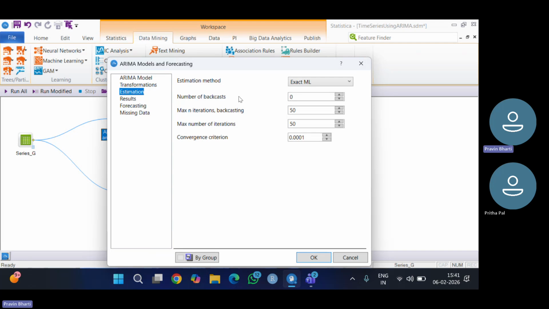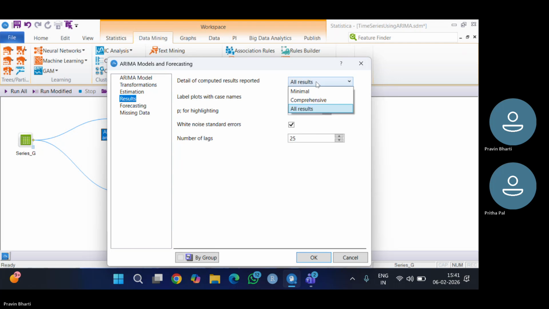And we don't need this number of backcasts, so this is 0. And this is the convergence criteria. And then I go to the results tab. Under the results tab, we have 3 types: minimal result, comprehensive, and all result. I'm choosing the all results.